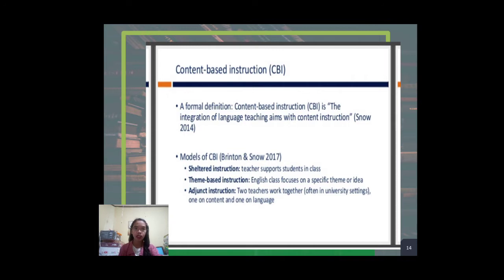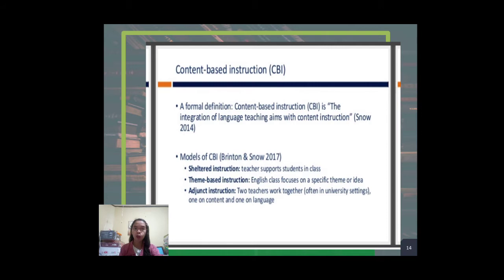Sheltered instruction means a teacher supports students in class. It's in that part that we do scaffolding and any kind of support. We also have theme-based instruction. English class focuses on a specific theme or idea. For example, the theme is about war or a Valentine occasion. Anything that talks about love or respect from everyone, or any theme will do as long as it interests our students or learners. We also have adjunct instruction.